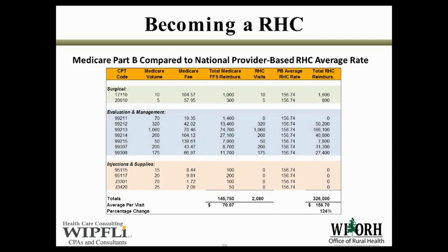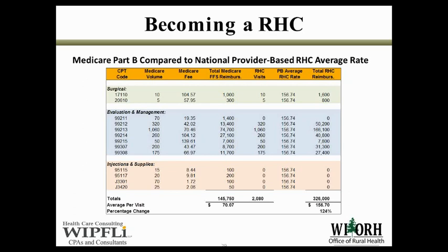However, if you do the same type of analysis for a provider-based rural health clinic, particularly one that is provider-based to a hospital that's less than 50 beds, we find that because hospitals with less than 50 beds are not held to the same maximum limitations that the independent rural health clinics are, the reimbursement increase can be significantly greater.